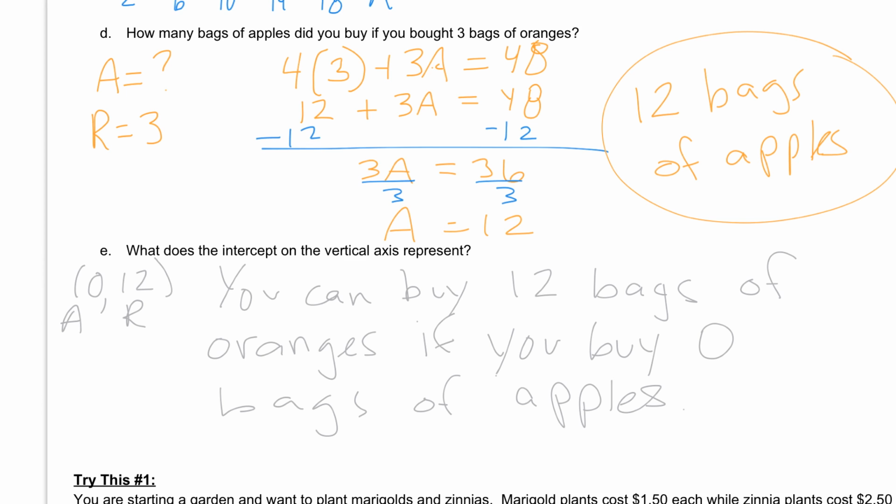Now remember, if you labeled your axes differently and yours was switched around, you would have to say that you could buy 16 bags of apples if you bought 0 bags of oranges, because you would be looking at the different variables in a different ordered pair right here. So depending on what ordered pair you have here will depend on what you say here. But you must say something about both variables as you write out your sentence. So you can buy 12 bags of oranges if we buy 0 bags of apples.